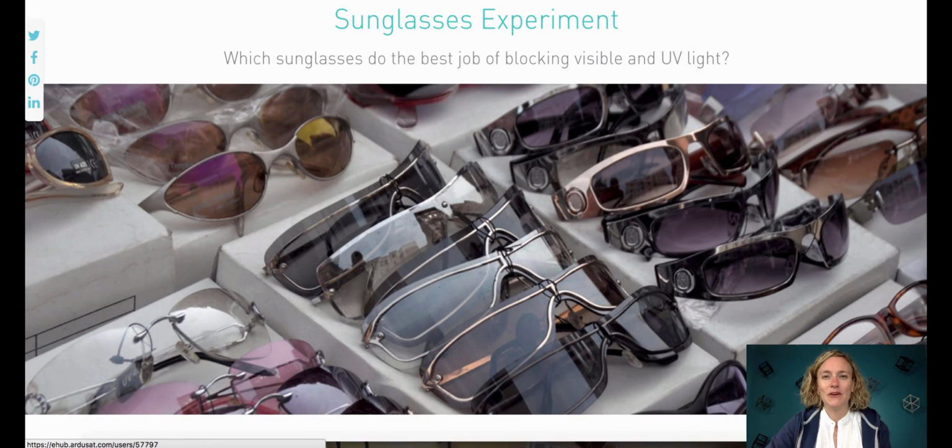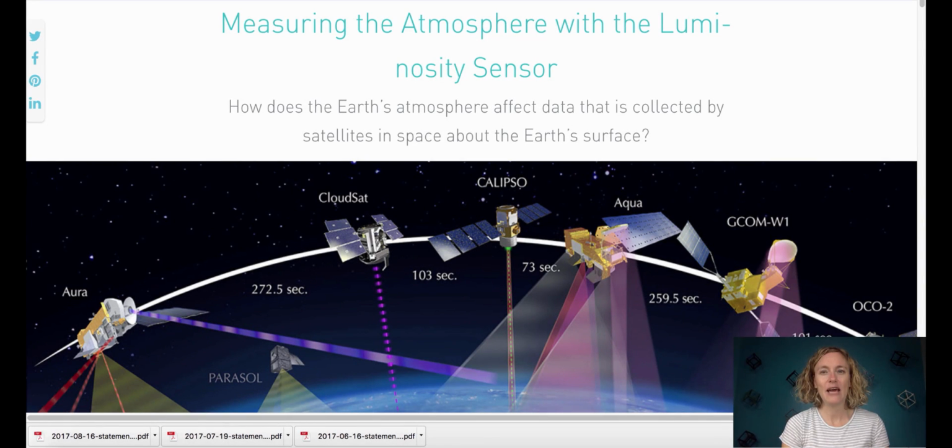In the Sunglasses experiment, students use the luminosity and UV sensors to take data. The students then interpret the data to determine which pair of sunglasses blocks the most visible light as well as the most UV rays. Measuring the Atmosphere with a Luminosity Sensor has the students collecting data from the luminosity sensor as they add drops of milk to a glass of water.